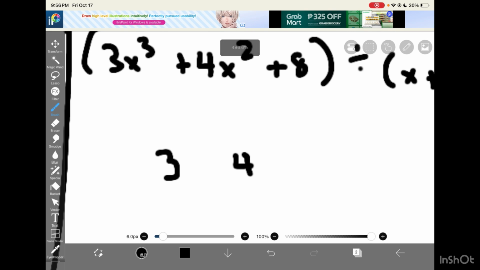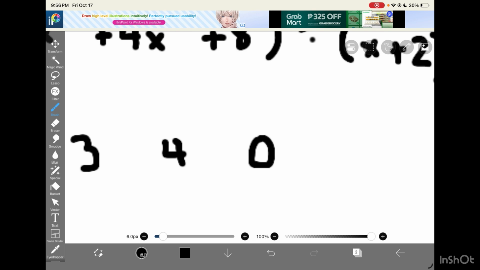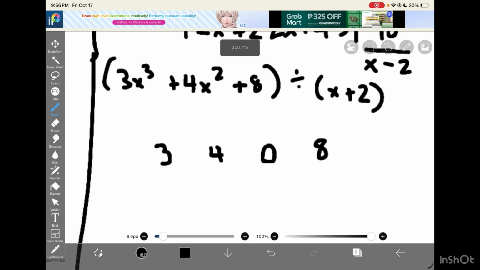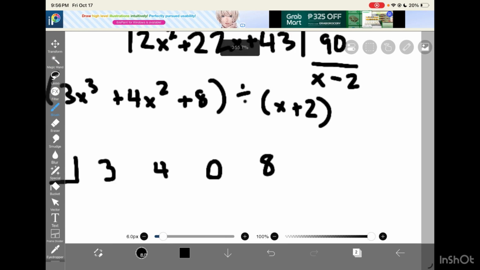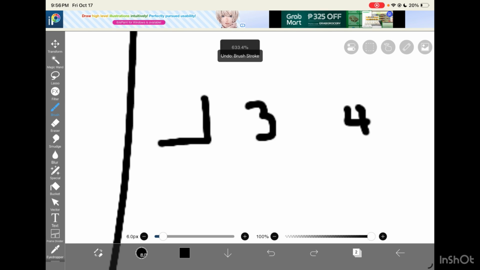So we have, this is for x cubed, x squared. So we need to put this one for x, 0. Then we can continue with our 8. Nice. Then once again, equate this to 0. So x plus 2 equals 0. So therefore, x equals -2.